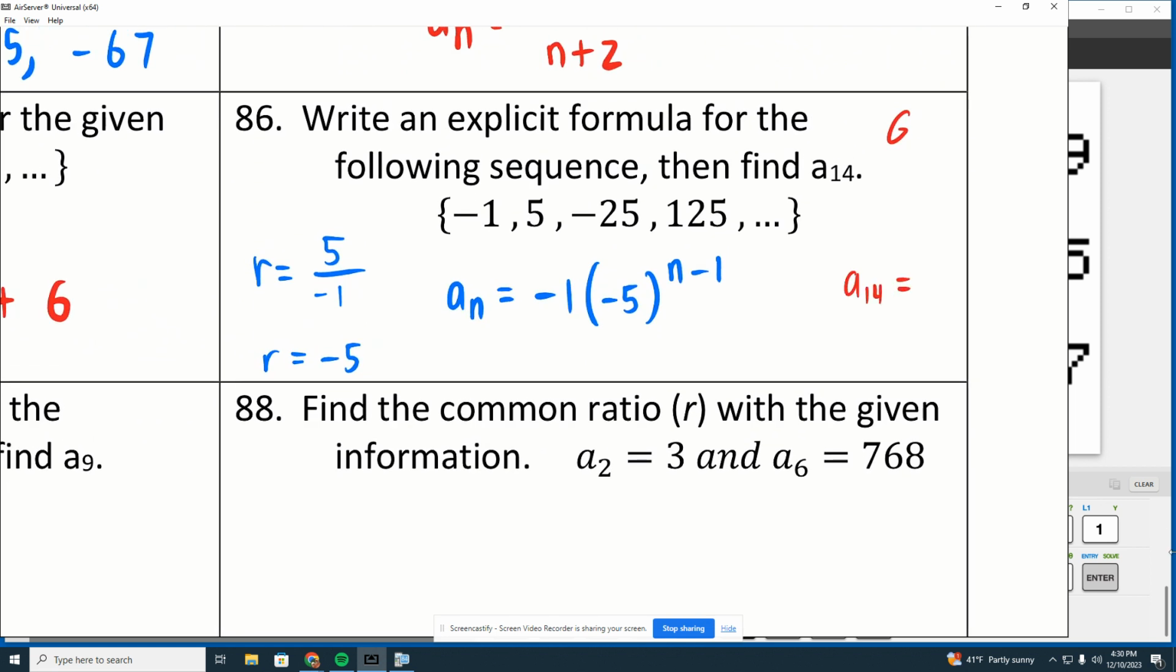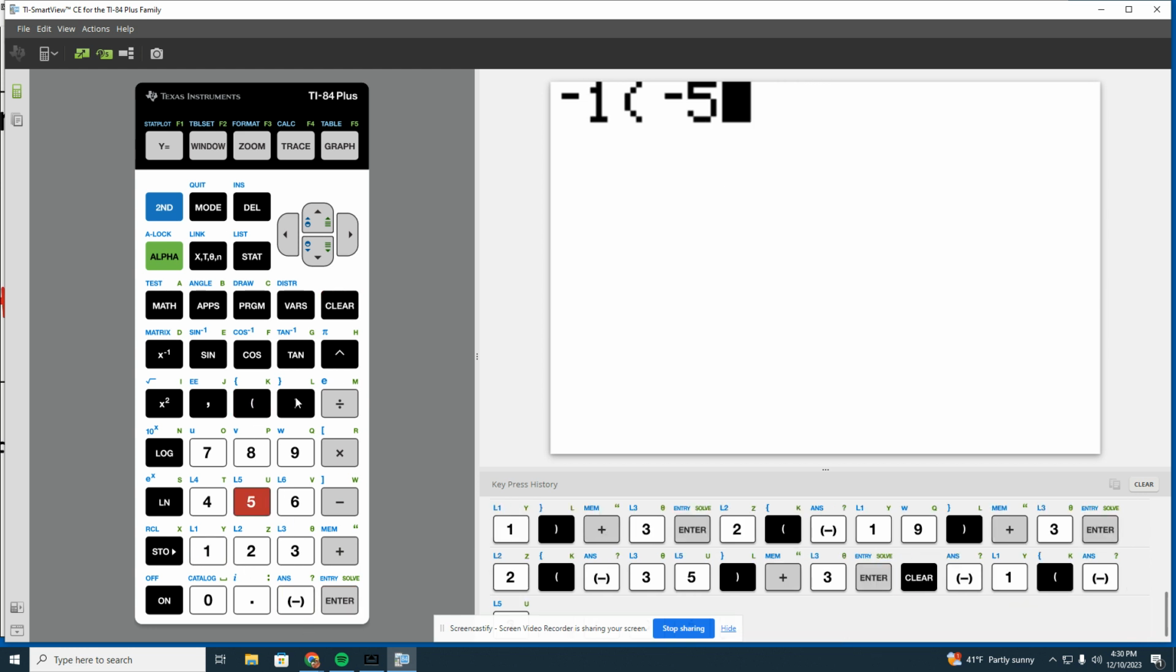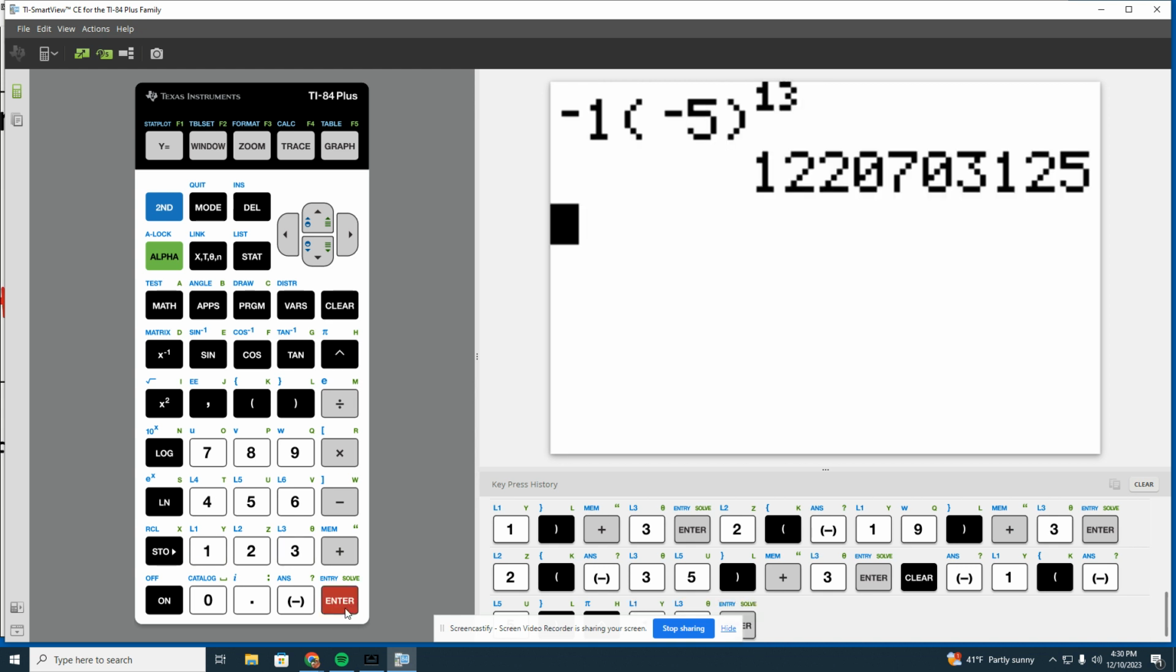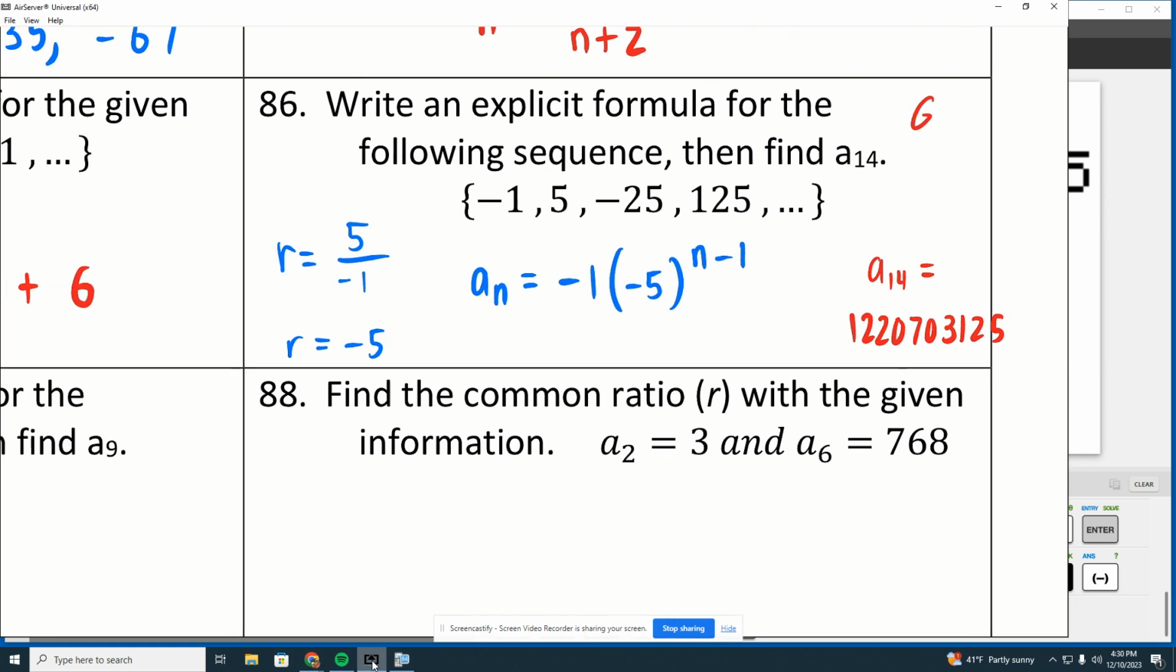So let's go to our calculator. I'm going to clear this off. We do -1 times negative 5, close parenthesis, raised to the 14 minus 1 power. It's a pretty big number. 12207033125. And there it is. Real simple. All right, that's number 86.